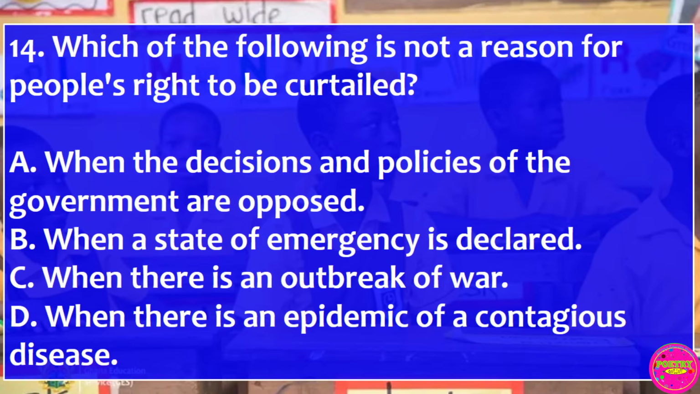Question 14. Which of the following is not a reason for people's right to be curtailed? A. When the decisions and policies of the government are opposed. B. When a state of emergency is declared. C. When there is an outbreak of war. D. When there is an epidemic of contagious disease. The correct answer to this question is A. When the decisions and policies of the government are opposed.